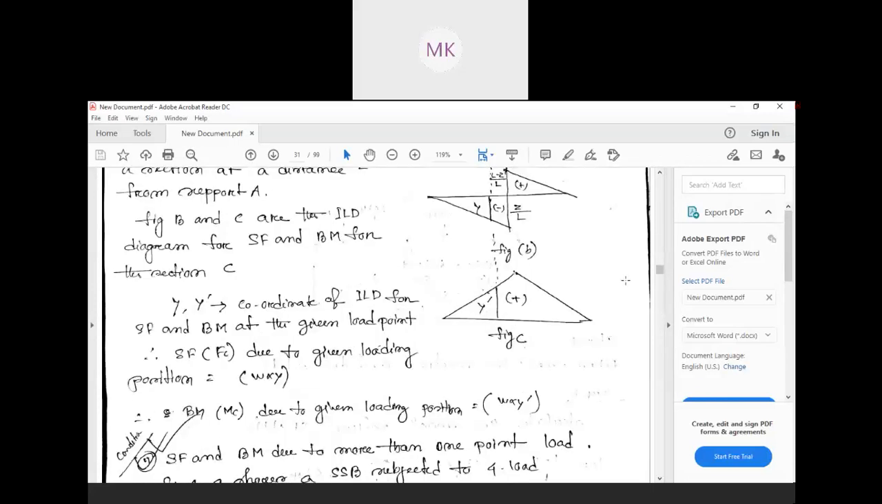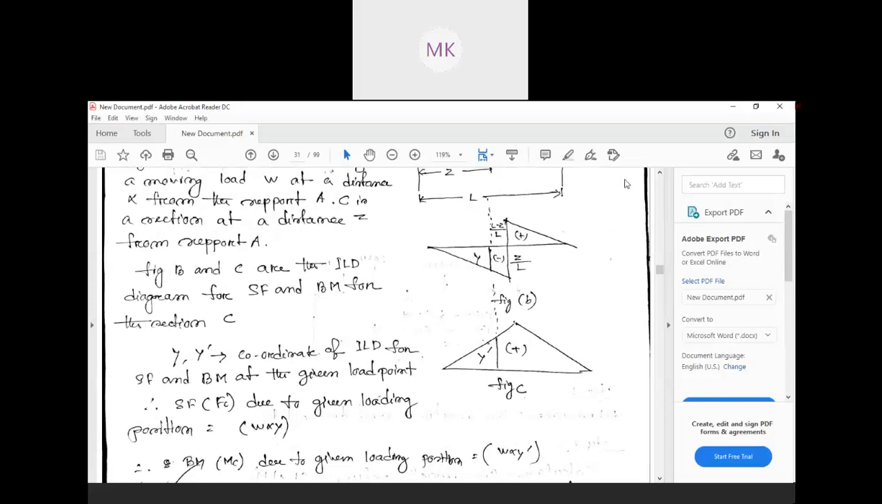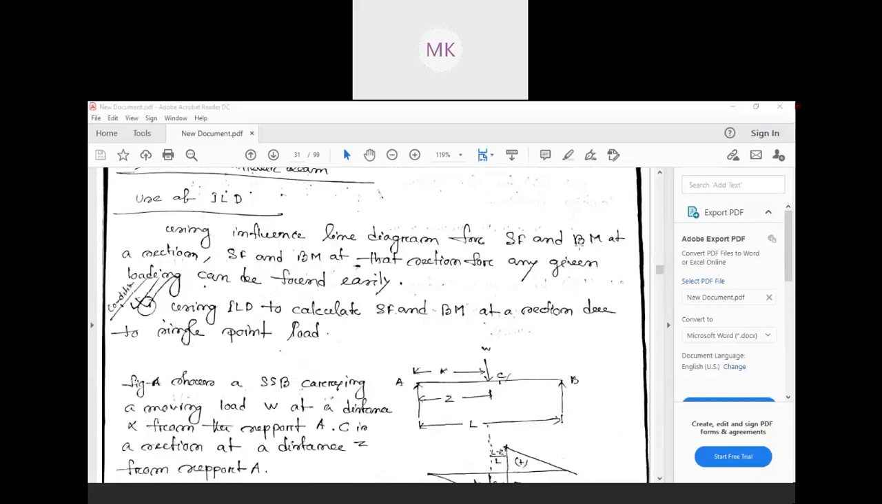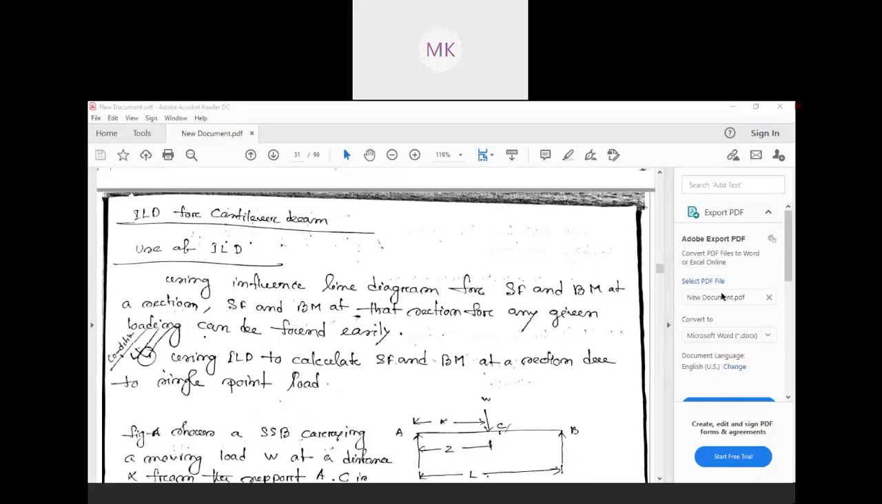Okay, let's continue from here. Earlier we discussed the ILD for a simply supported beam. Now we are going to discuss the ILD for a cantilever beam. Let's go through this.